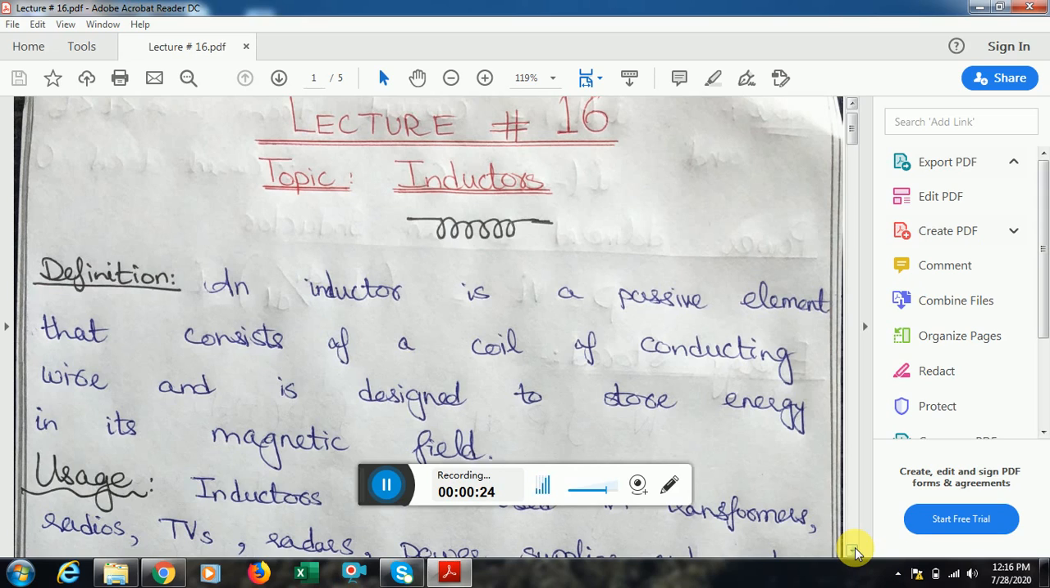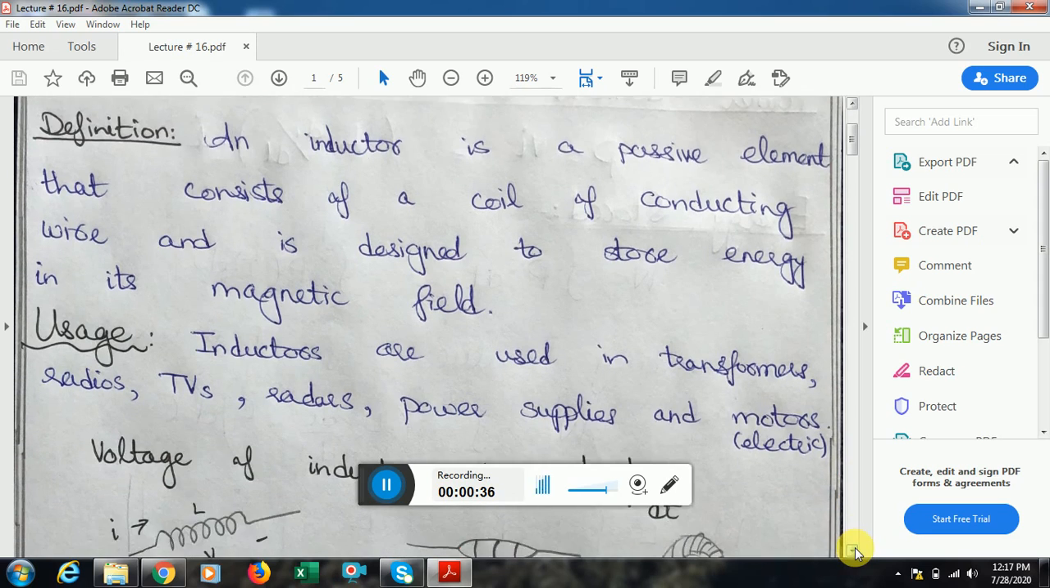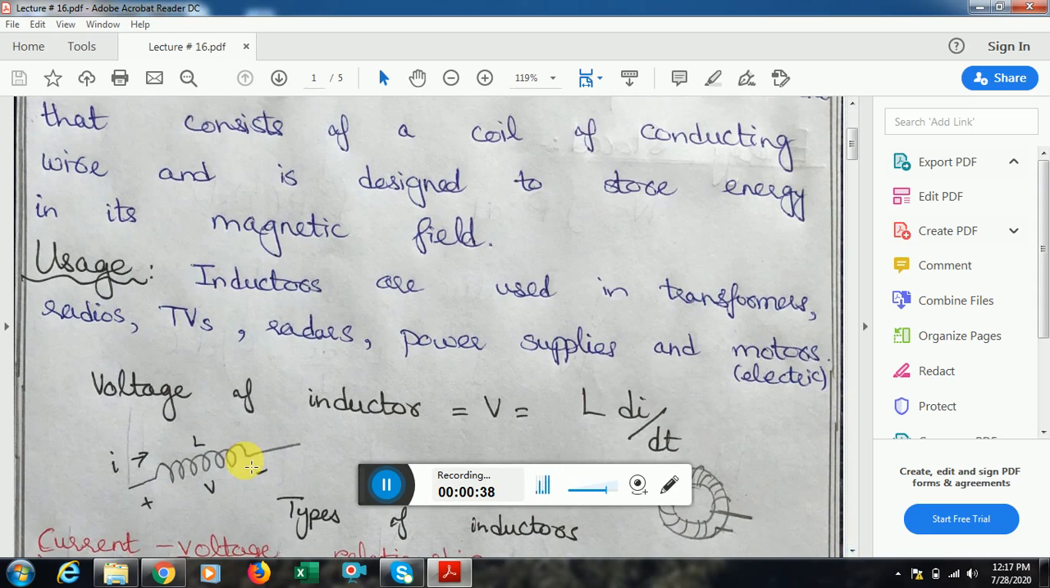An inductor is a passive element. That means it is not a producer of energy. However, it can store energy in its magnetic field, and it consists of a coil. The coil is made of a conducting wire, and when current flows through it, voltage appears across the inductor. Inductors are used basically in transformers, radios, TVs, power supplies, and electric motors.